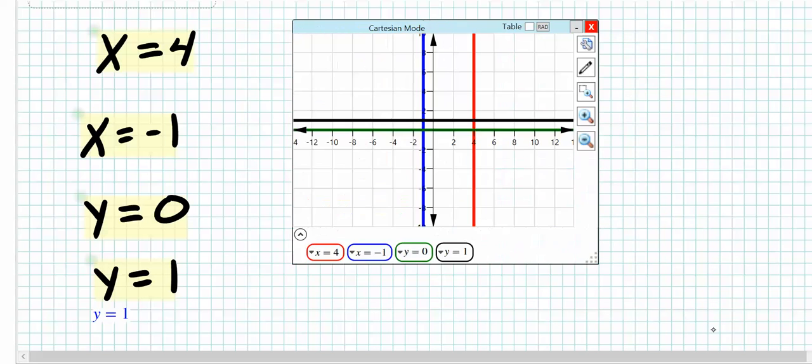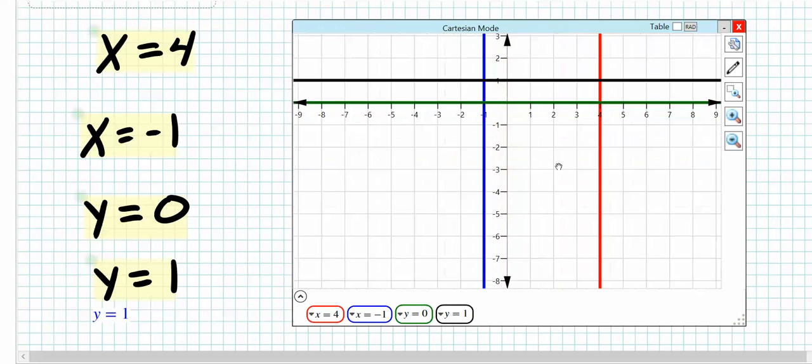The red graph is x equals 4, so it should be a vertical line over there at 4. The blue graph is x equals -1, another vertical line. The black line is y equals 1, which is a horizontal line up there at 1, and the green line is y equals 0. Yep, there it is right there.